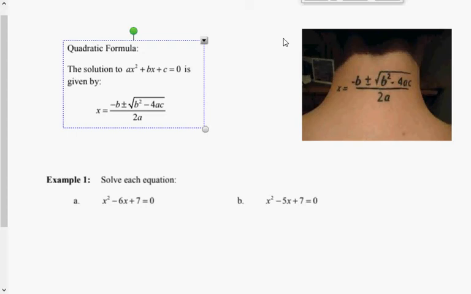Okay, guys, we're going to do 4.4 actually today. We're going to skip 4.3 for now. We're going to jump right into 4.4. This is the quadratic formula.